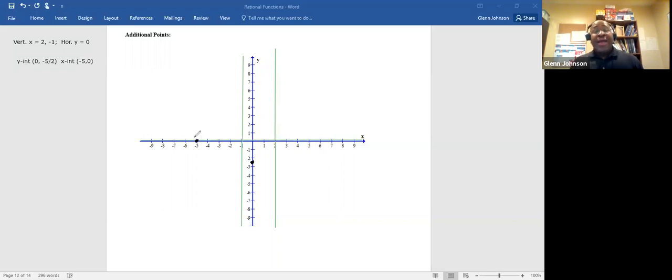All right, so now we want to plot some additional points to figure out what the overall behavior is going to be. Now, if we take this one piece at a time, we can see that there are a number of different possibilities that we could have, which is going to guide what our choices are going to be for the additional x values that we choose.